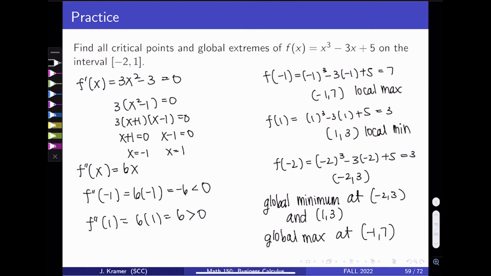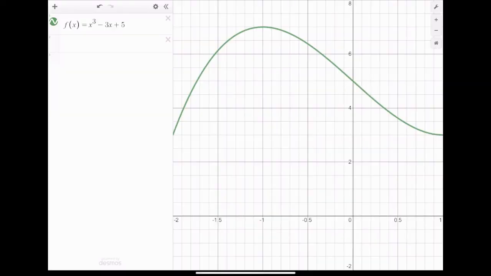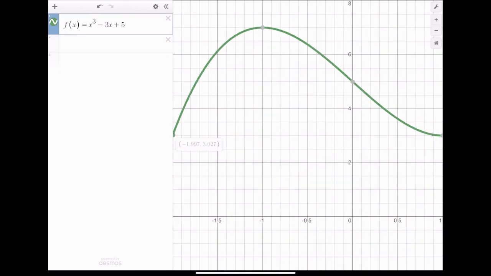We can take a moment to look at our graph on Desmos over the given interval. Okay, when we look at our function in Desmos, notice that the window is from -2 to 1. That's in the x direction. We have our -2 point here, -2, 3. We have a maximum, which is at -1, 7. Notice that over this specific interval, it is our global maximum because it's the highest point over the closed interval. And then we have our other global minimum at the point 1, 3, which happens to also be our local minimum as well.